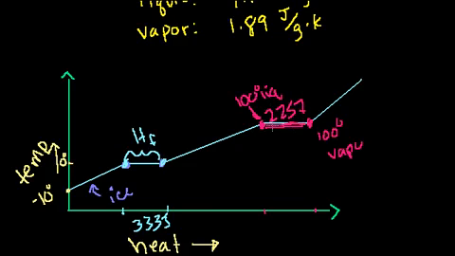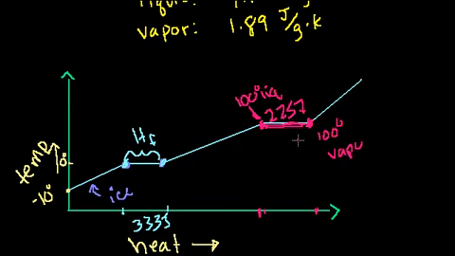2,257. That's this distance along this axis right now. So if you had 1 gram of 100 degree liquid water and you wanted it to turn into 1 gram of 100 degree vapor, and we're assuming that nothing silly is happening to the pressure, that we're under constant pressure, you would have to put 2,257 joules into the system.